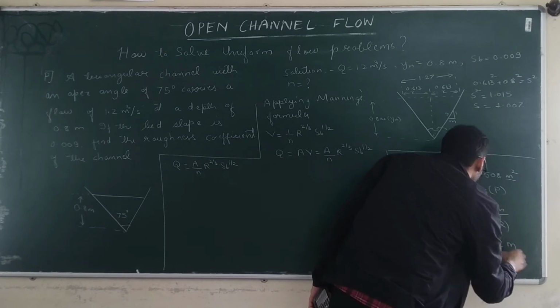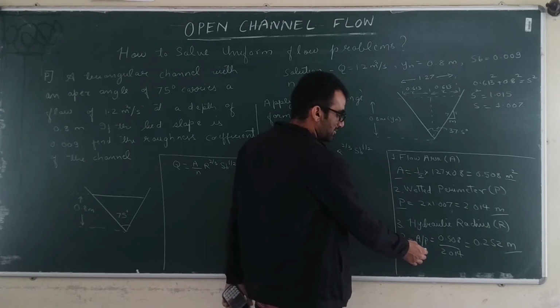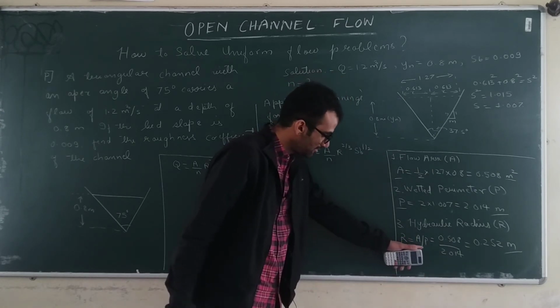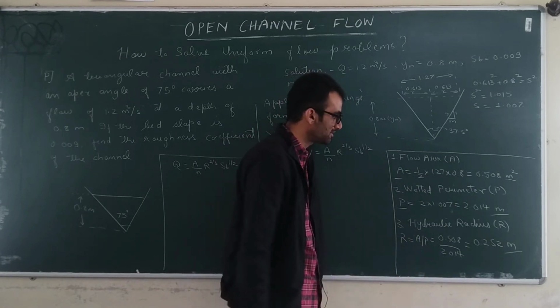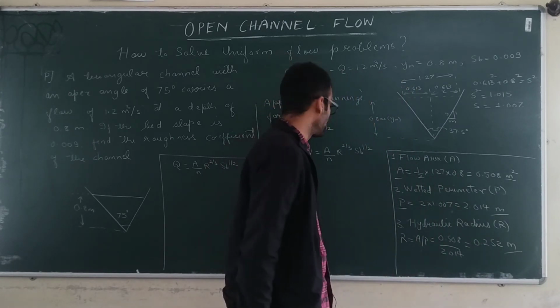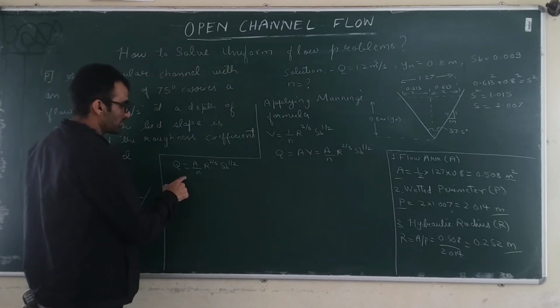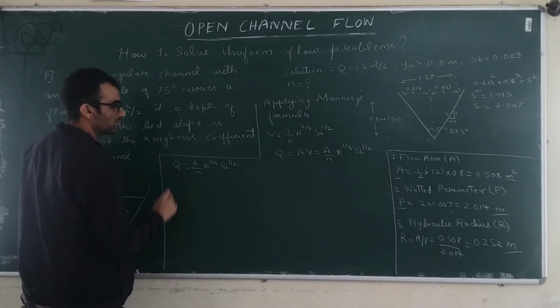It will also be in meters, since it is area divided by length. Flow area divided by perimeter, meter square divided by meter, so it will be in meters. So now we know the flow area and the hydraulic radius. Let's come back to our Manning's formula and find out the value of the roughness coefficient N.